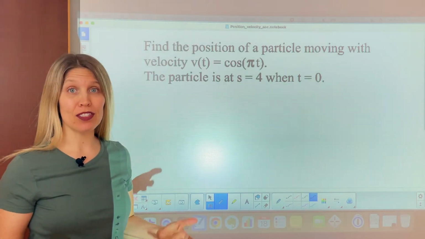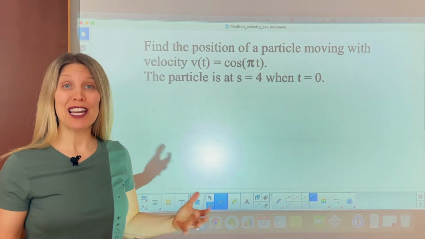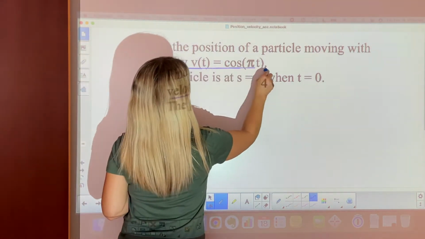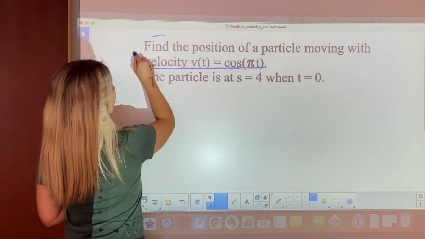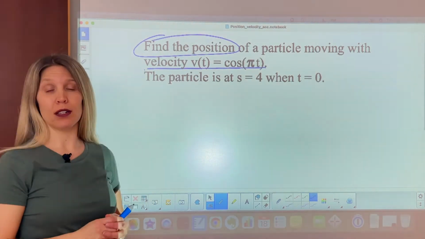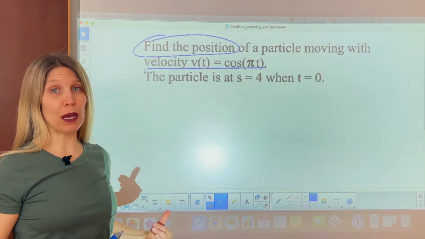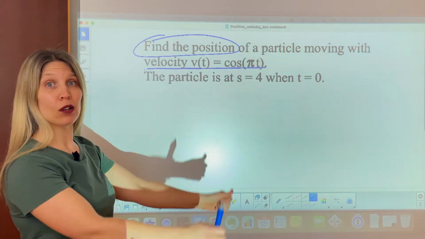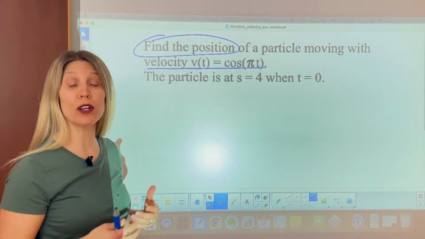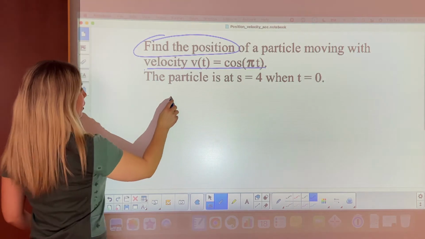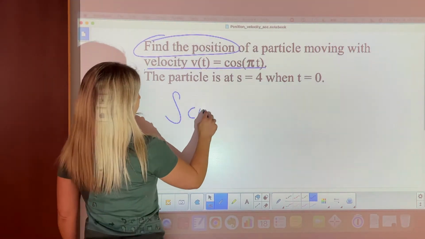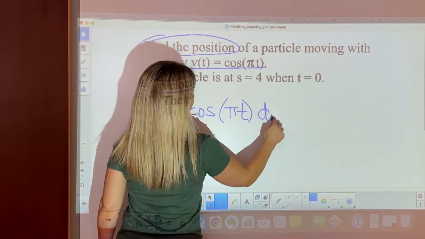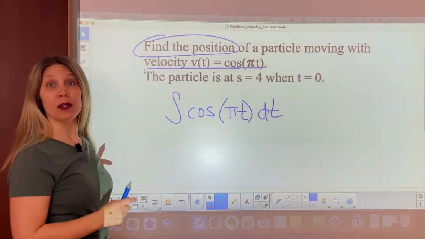What better way than to start with a trig problem? So in this problem, they have given us our velocity, and they want us to find the position. So again, hopefully from the first page, you put all that in your notes. If we have velocity and we want position, we got to go backwards, meaning we're going to integrate. So we're going to integrate cosine of pi t dt, and that will get us our position.